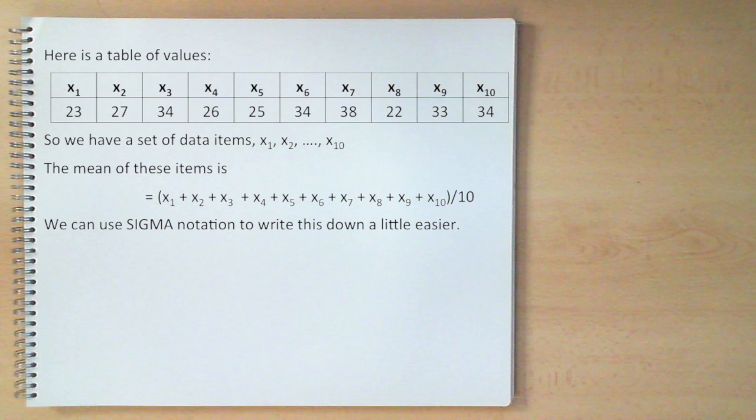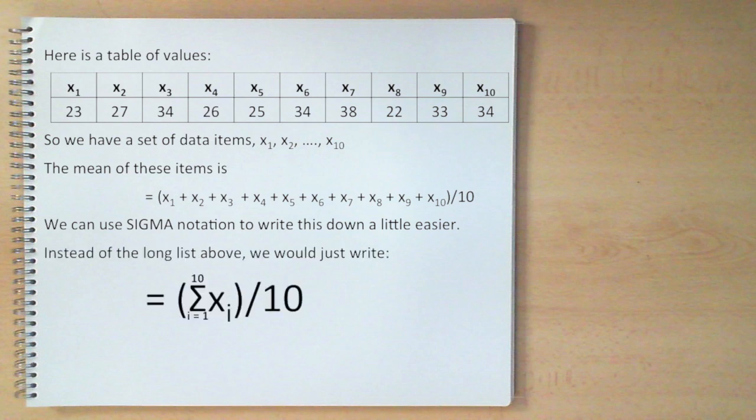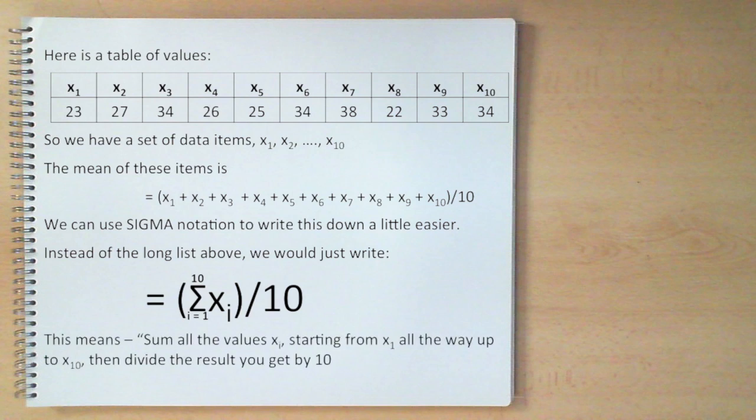We use the sigma notation to avoid us having to write down all of these values. Instead of that long list of x1 all the way up to x10, we would use the sigma notation and write it down like this. This means the following. It means to sum up all of the values of x starting from x1 all the way up to x10, and then divide the result you get by 10.